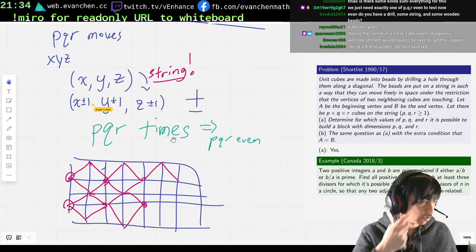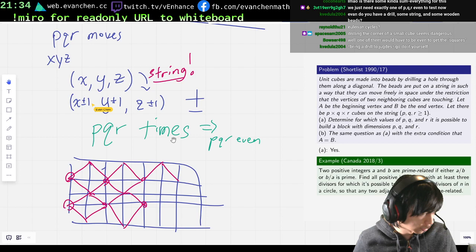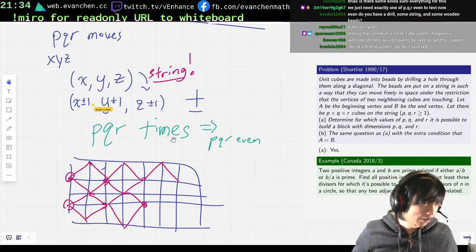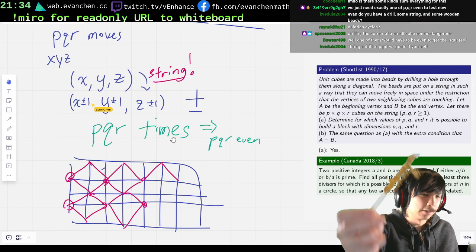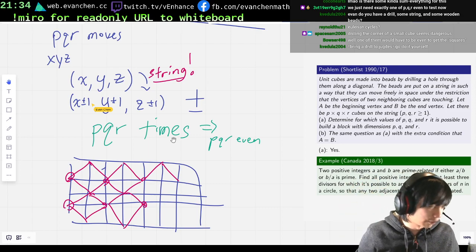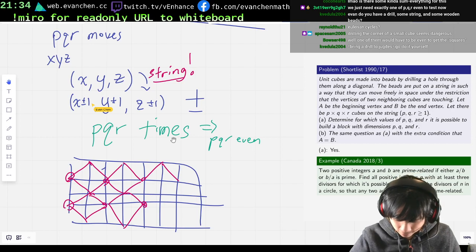Evan, do you have a drill, some string, and some wooden beads? I have a drill. I mean, I guess I have a string-ish like thing here. I don't have wooden beads though. Sorry.